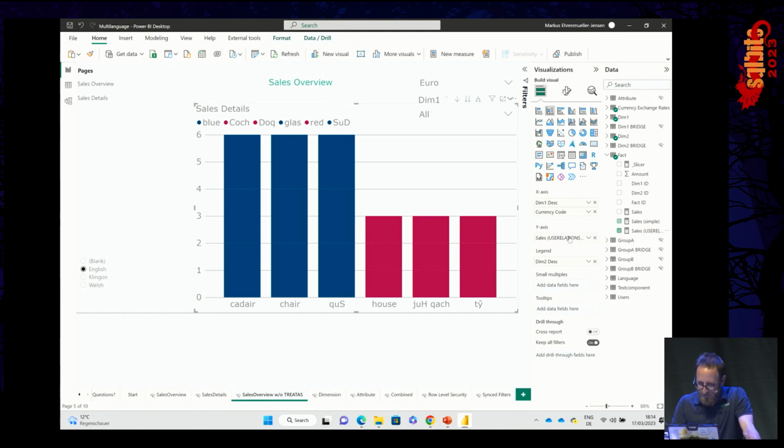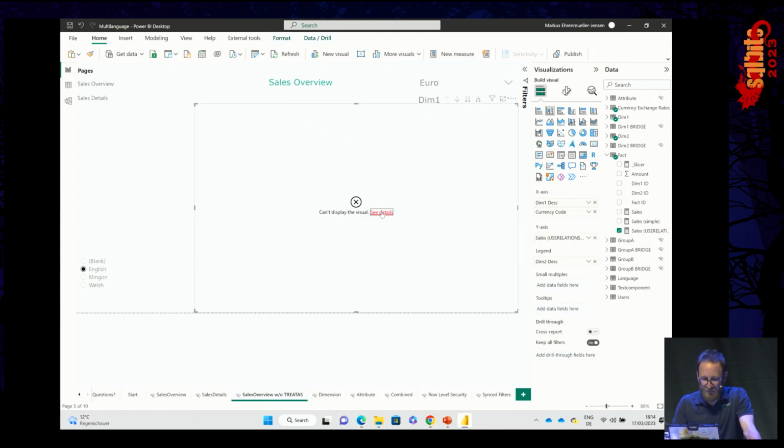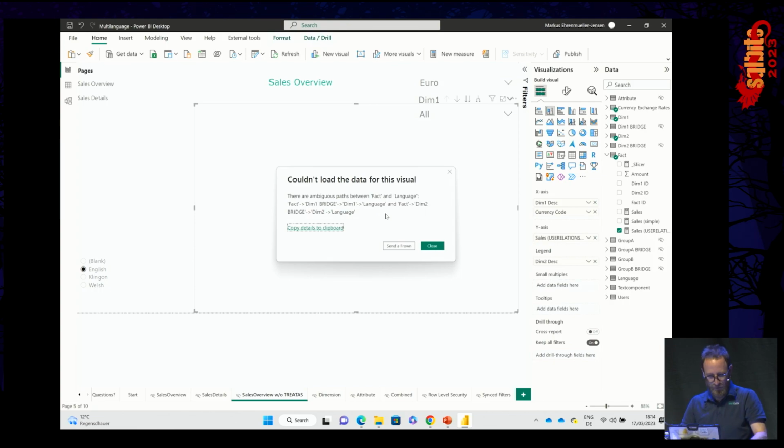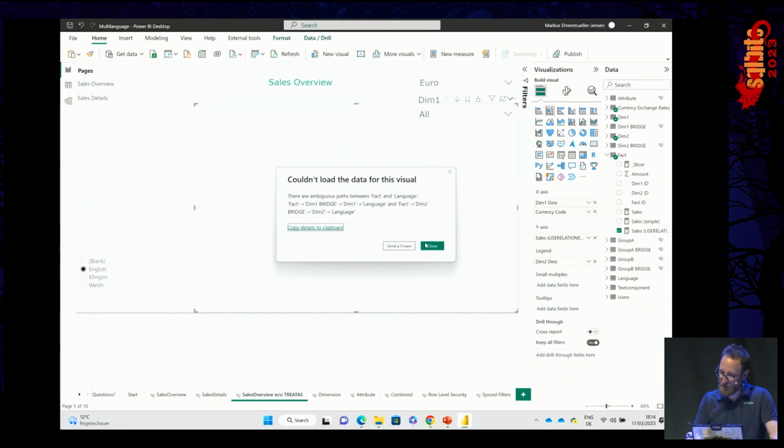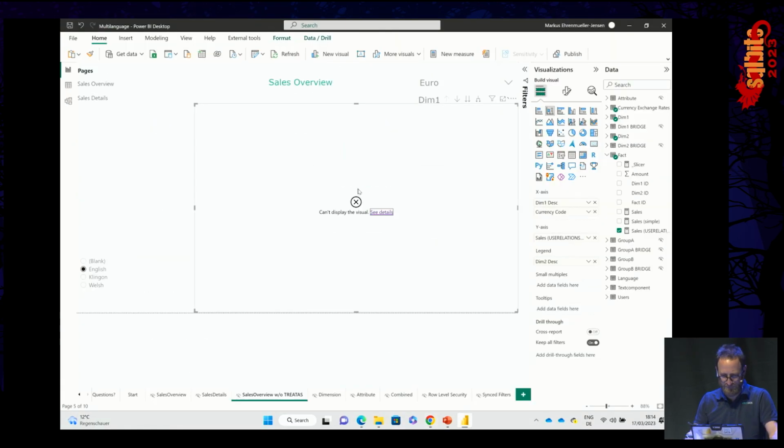So let's put it in there. No, it doesn't work. Okay. Then we get the error message in here. Now we get this ambiguous path again. So there cannot be two active relationships walking this path because Power BI doesn't know what to do here. Okay, now I'm relieved that we got this error message.